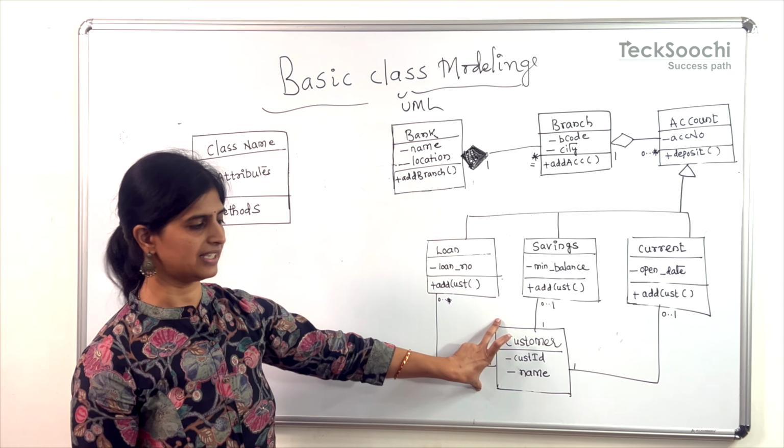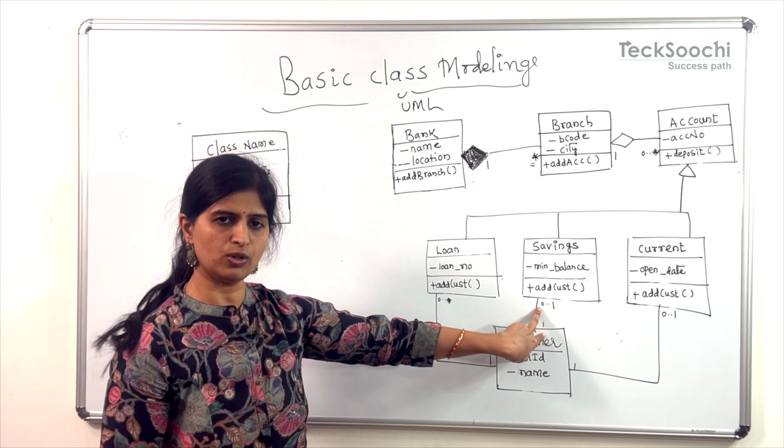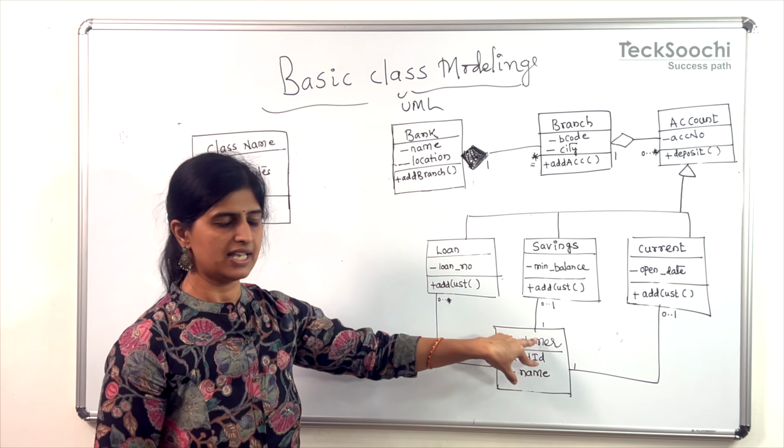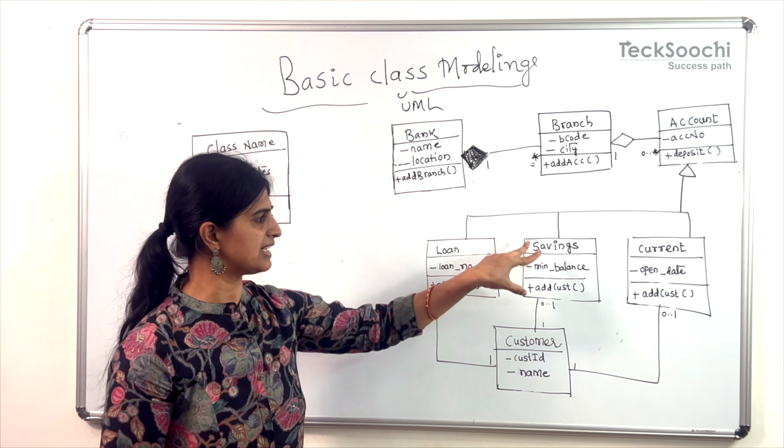Then coming over to the savings account. As per the rule set, a customer can have only one savings account, or he may not have a savings account, but he may have either a loan or a current account. So how should I indicate it? 0 followed by 2 dots then 1. A customer can have 0 or 1 savings account. Similarly, it applies to the current account also. A customer can have 0 or 1 current account.